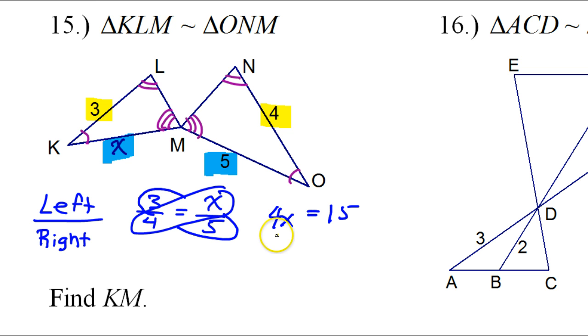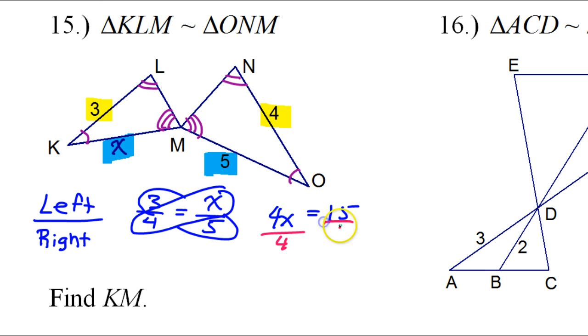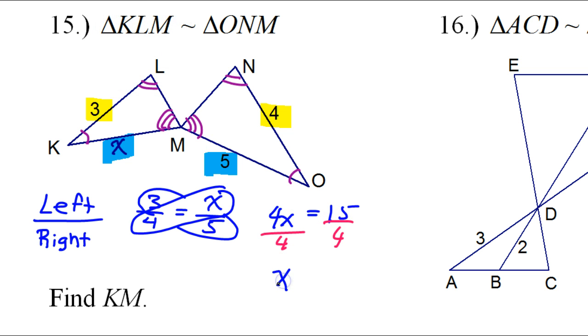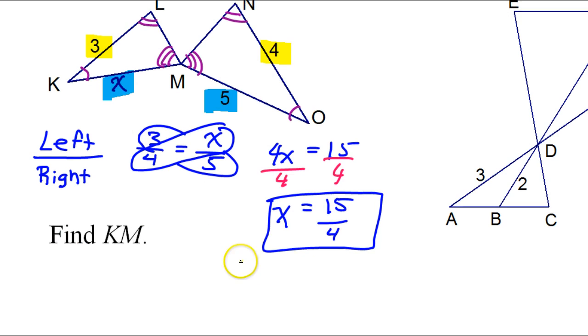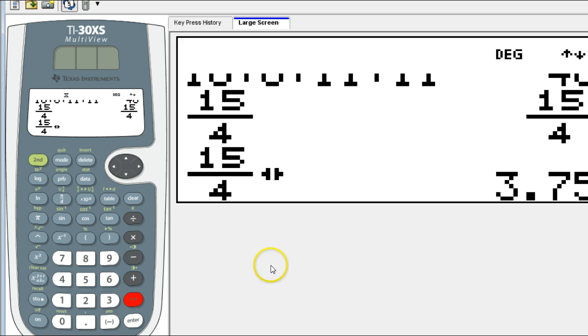If I divide both sides by 4 now, that's going to give me what x is. So x is, now this doesn't reduce, so I really could write 15 over 4, and that could be my answer. Okay, or I could put it as a decimal. Okay, as a decimal that would be 3.75.